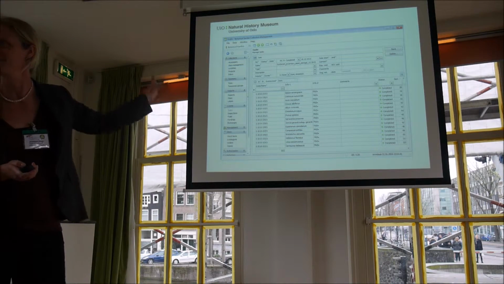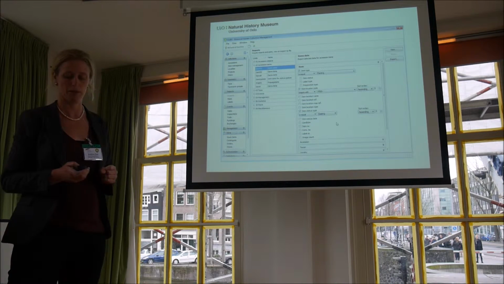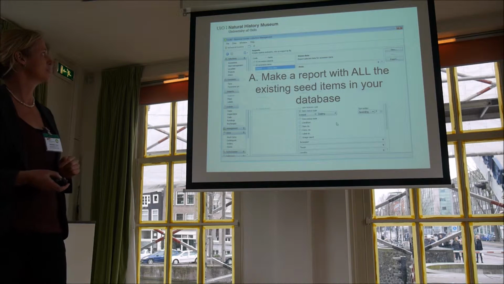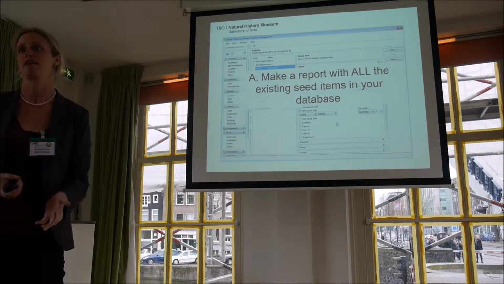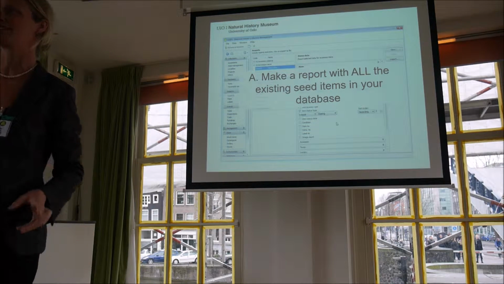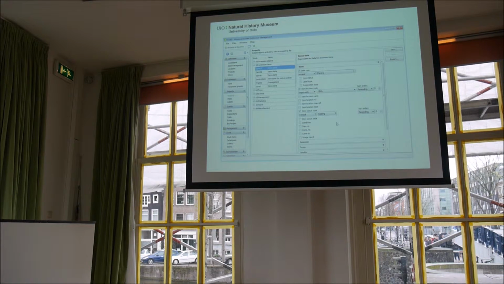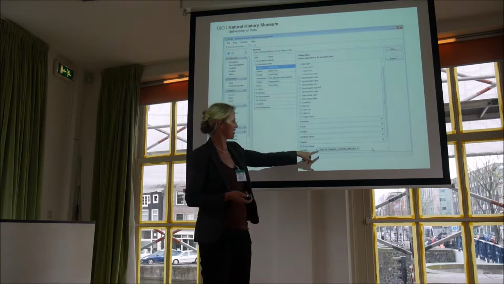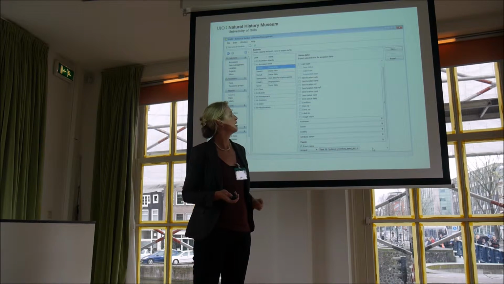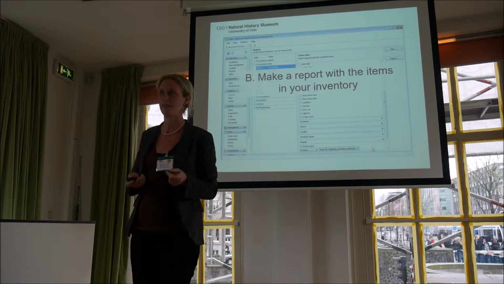Okay, so you have your task with all your seeds in there, and the next step in the process is you make a report with all the existing seed items in your database. So everything that was in there, which is not necessarily correct anymore. Then, using the task that you made originally, you look for your task in the report field, and you pull out a report with all the items that you had in your inventory.